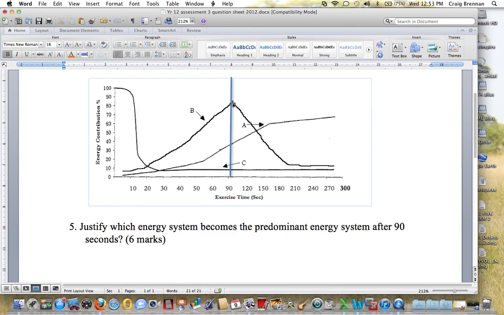As we know, the ATP system's gone, so it can't be that one. The lactic acid system is on its way up, but following 90 seconds, it's gone. It's used all its source of fuel, and it's starting to fatigue and slow down at that intensity. The system that's on the way up, from this blue point onwards, has to be the aerobic system.